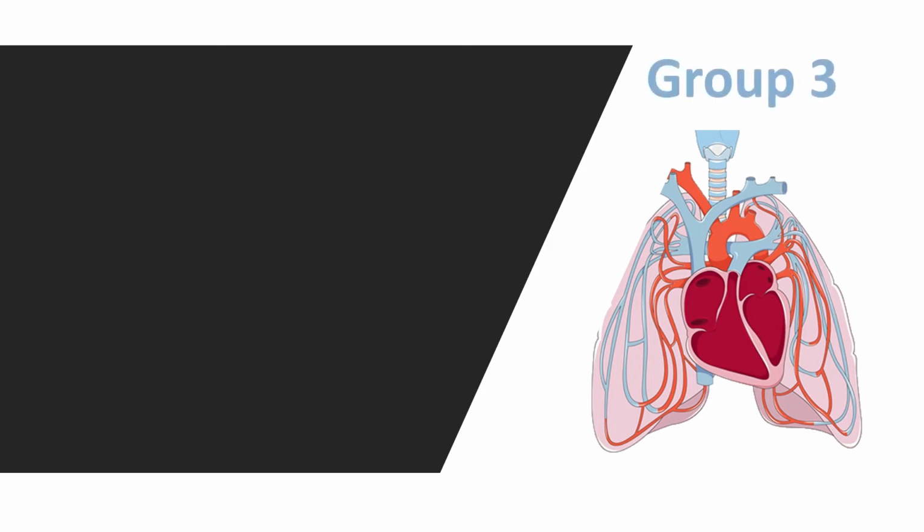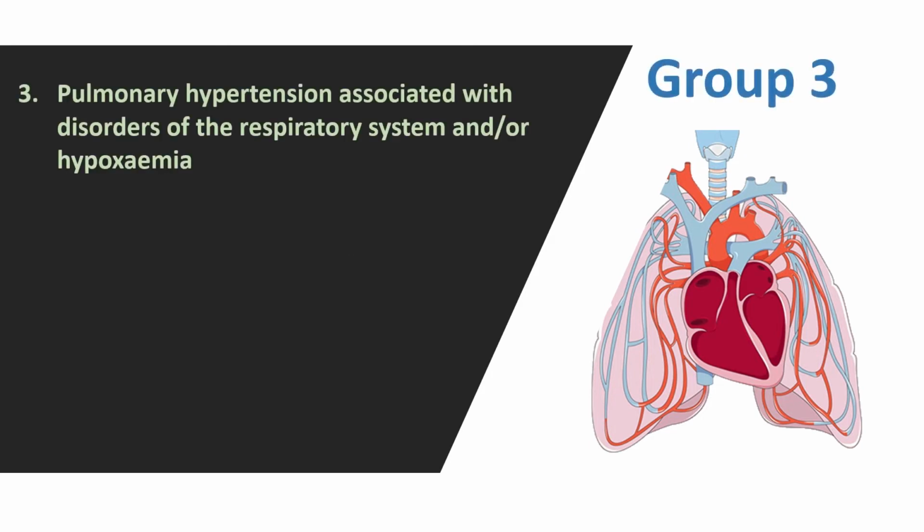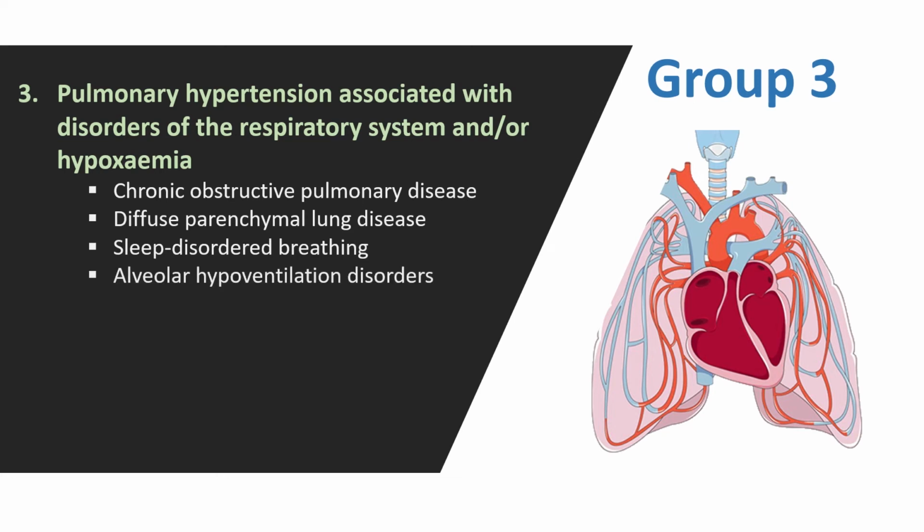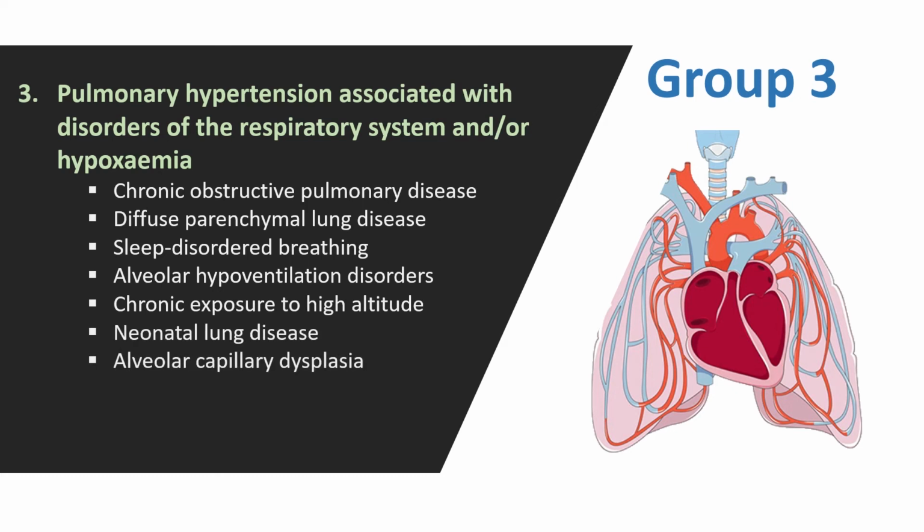Coming on to group 3, it is pulmonary hypertension associated with disorders of the respiratory system or hypoxemia. The diseases in this group include chronic obstructive pulmonary disease, diffuse parenchymal lung disease like idiopathic pulmonary fibrosis, sleep disorders, alveolar hypoventilation disorders, chronic exposure to high altitude, neonatal lung disease, alveolar capillary dysplasia, and severe kyphoscoliosis.